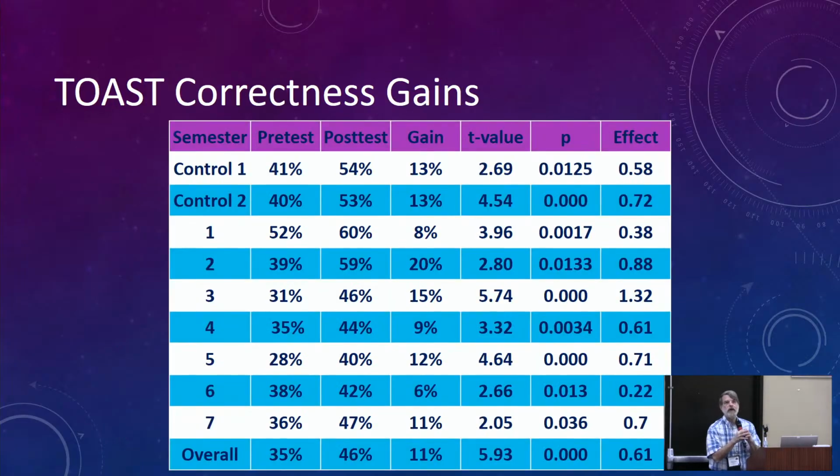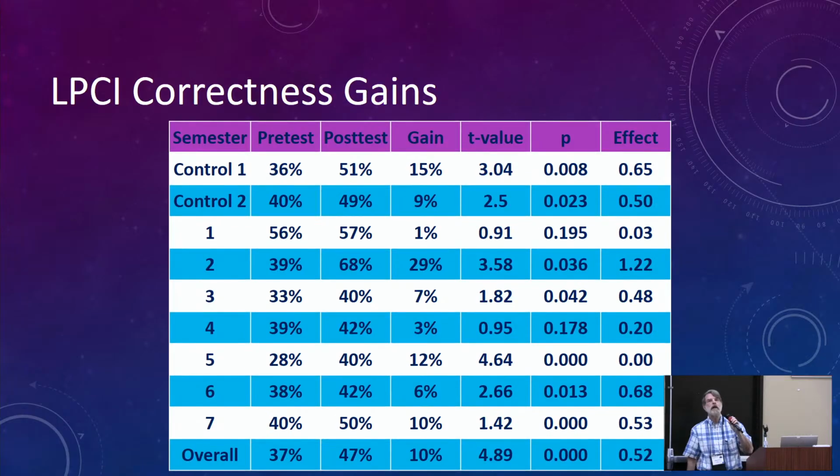All right, lots of numbers here. With the Test of Astronomy Standards, for each of the semesters that I was doing computation, there was a statistically significant increase pre-post in correctness. The two control semesters: the first control semester was active learning without computation, the second was straight lecture. With the LPCI, not all the computational semesters had a statistically significant increase in correctness, which I might expect because it's about generating mental models. However, overall, there was about a 10% statistically significant increase.